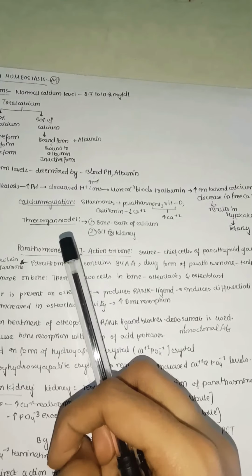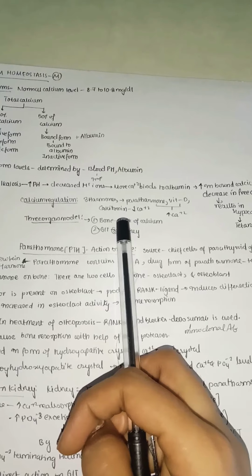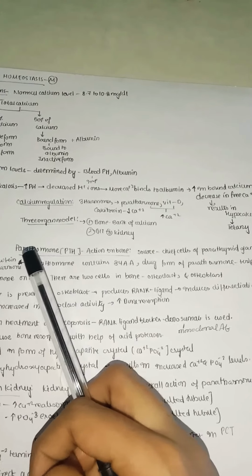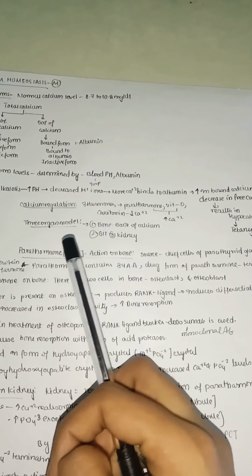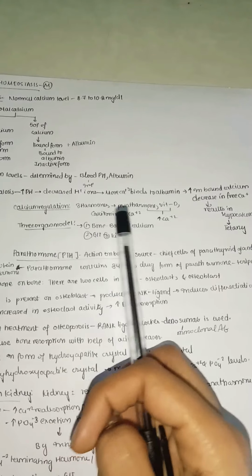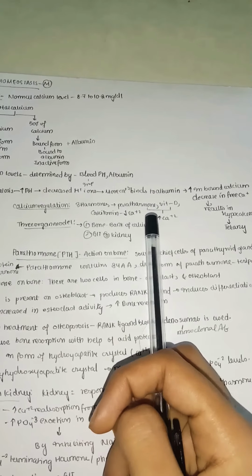The 3-organ model is the bone, GIT and kidney, because these are the 3 which are mainly responsible for calcium. Bone is a bank of calcium. So whenever there is excess calcium in our blood, our body takes more calcium back into our bank, that is bone. And whenever there is low calcium in the blood, from the bank we will take out some extra calcium and send it to the blood vessel to maintain the normal level of calcium.